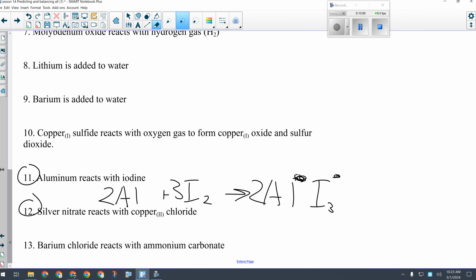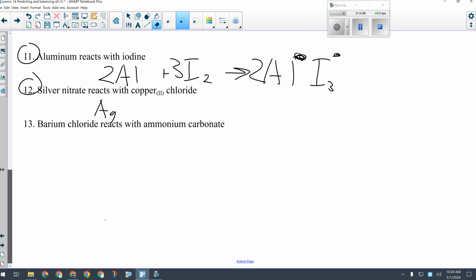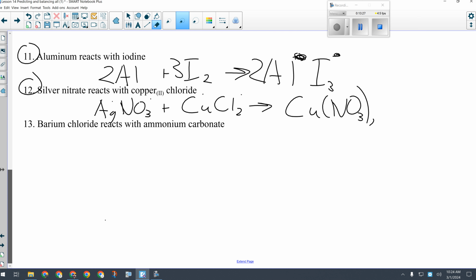Okay, and then on number 12, we got silver nitrate, which reacts with copper 2 chloride. So AgNO3, that's a -1, that's a +1. Reacts with copper 2 chloride. Okay, +2 -1, so CuCl2. What kind of reaction is that? Double replacement. Swap the metals. You got copper 2 nitrate and silver chloride. Okay, you got to do some balancing. A 2 there and a 2 there ought to do it.